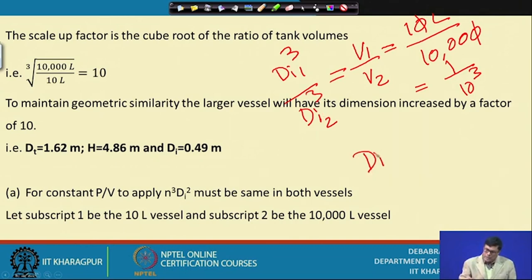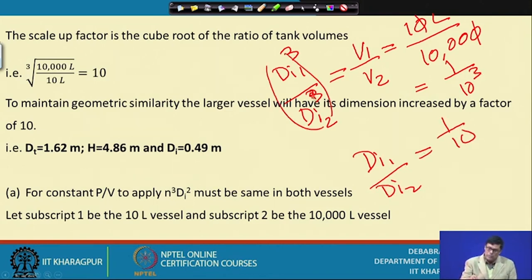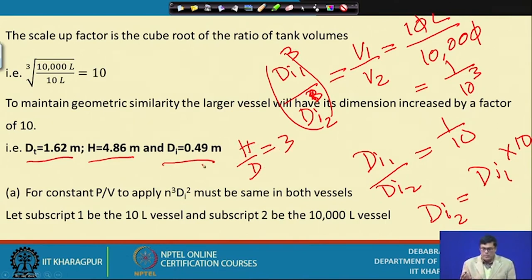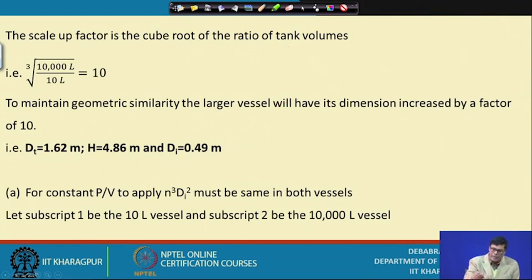Then I can write DI 1 by DI 2 will be 1 by 10, because this is to the power 3 and this is also to the power 3, so if we remove it, DI 2 is equal to DI 1 into 10, 10 times. So we can easily find out the diameter of the vessel. If you know the diameter, we can easily find out the height of the vessel, because we know the H by D ratio is equal to 3, and also the impeller diameter, which is 30% of the tank diameter, we can easily find out. So this is how we can calculate.